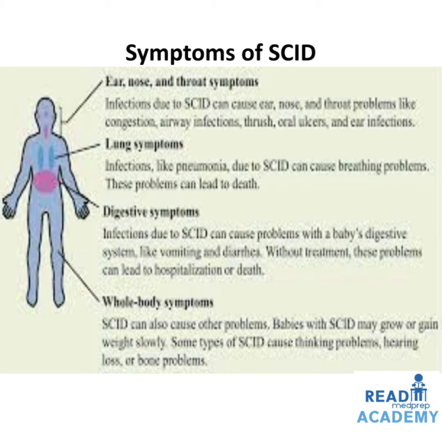What are the symptoms of SCID? Ear, nose and throat symptoms. Infections due to SCID can cause ear, nose and throat problems like congestion, airway infection, thrush, oral ulcers and ear infections. Lung symptoms. Infections like pneumonia due to SCID can cause breathing problems. These problems can lead to death. Digestive symptoms. Infections due to SCID can cause problems with the baby's digestive system like vomiting and diarrhea. Without treatment, these problems can lead to hospitalization or death.